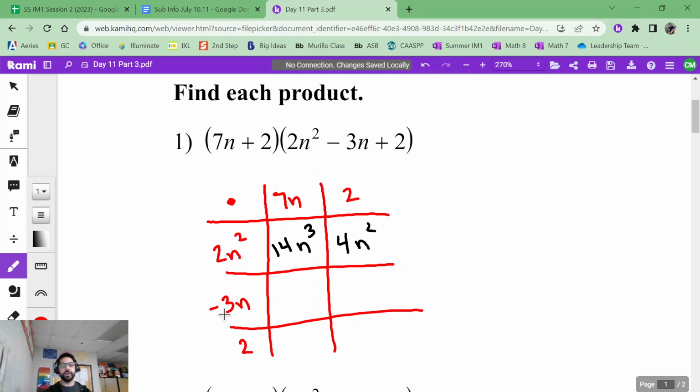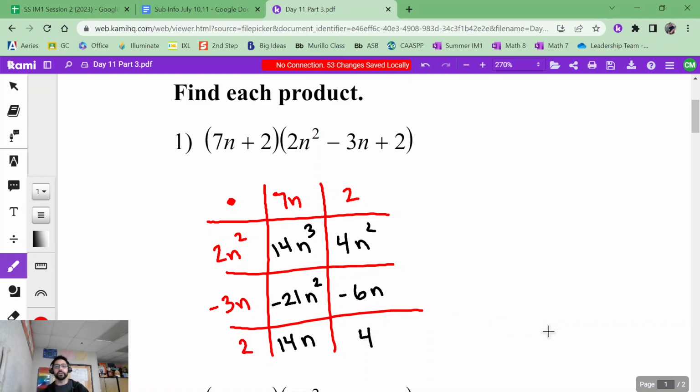All right, now let's go to our next term on the left, the negative 3n. Negative 3 times 7 is negative 21. N times n is n squared. Negative 3 times 2 is negative 6. N tags along. 2 times 7 is 14. N tags along. And last one, 2 times 2 is 4.